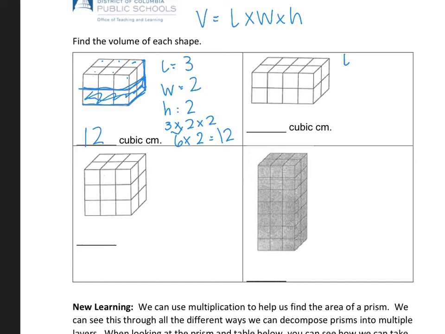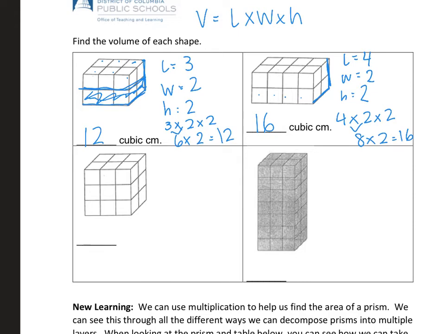The length here is going to be 1, 2, 3, 4. The width is going to be 1, 2, and the height is also 2. So if I multiply 4 times 2 times 2, 4 times 2 is 8, and 8 times 2 is 16. So that gives me 16 cubic centimeters.